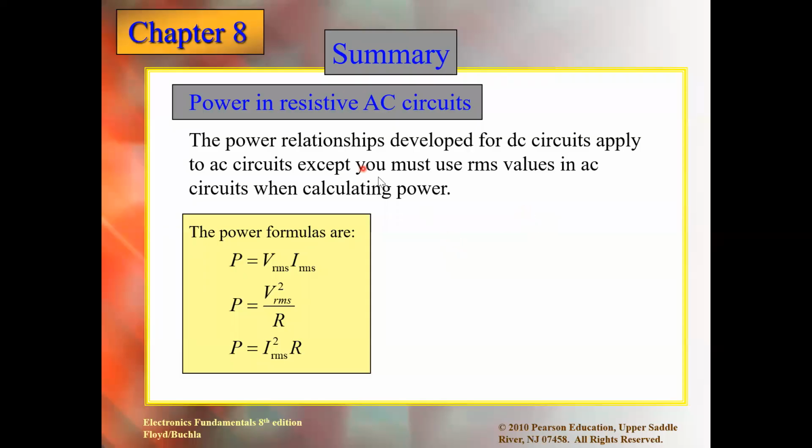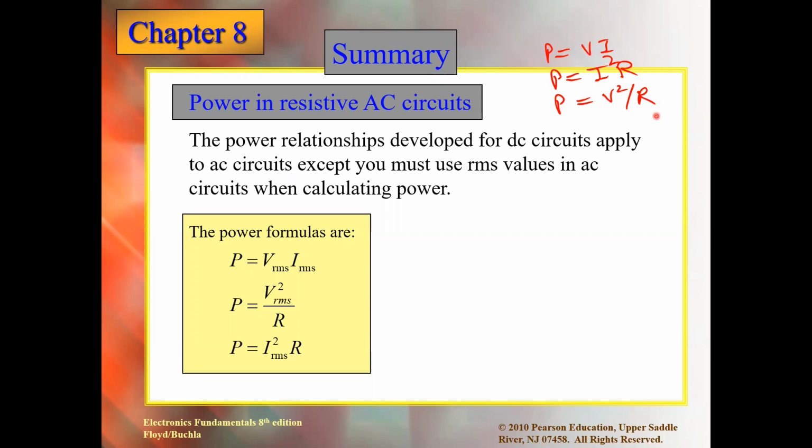So this is here basically power in resistive AC circuits. Before that, we calculated the power in DC circuits, but here we are going to discuss how we can calculate the power in resistive AC circuits. As I told you, you remember all the formulas we discussed for the power for DC circuits. There are three formulas: P is equal to V into I, P is equal to I square into R, and P is equal to V square over R.